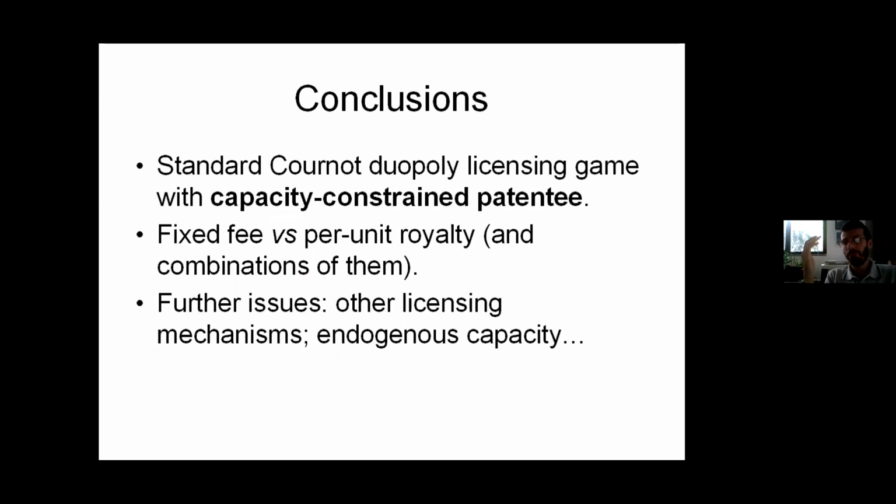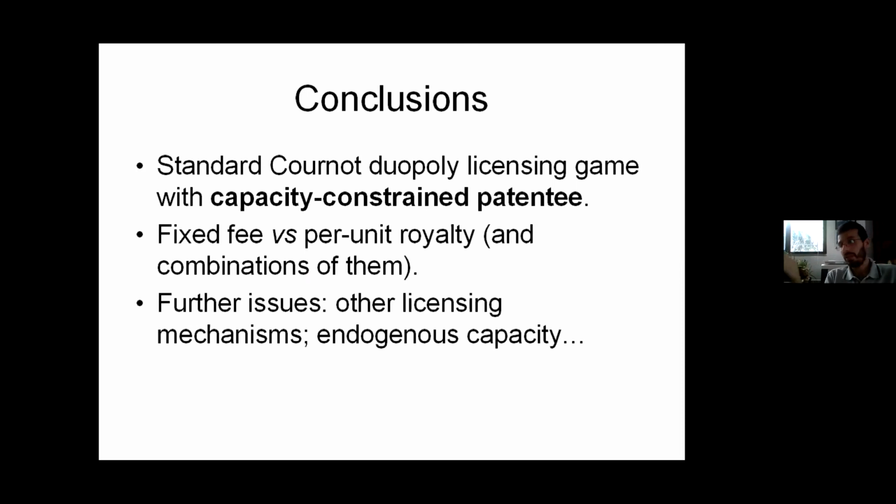So what are the conclusions of the paper? We have a standard Cournot duopoly licensing game with a capacity constrained patentee. This is what we have done. We have considered a very basic licensing model, a duopoly with Cournot competition, and we introduced in this a capacity constrained patentee. We compare fixed fee and per unit royalties, and we also consider combinations of them.